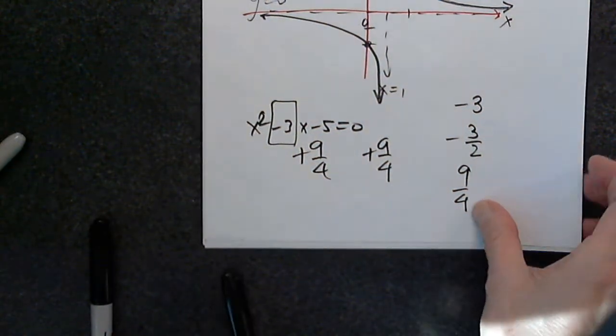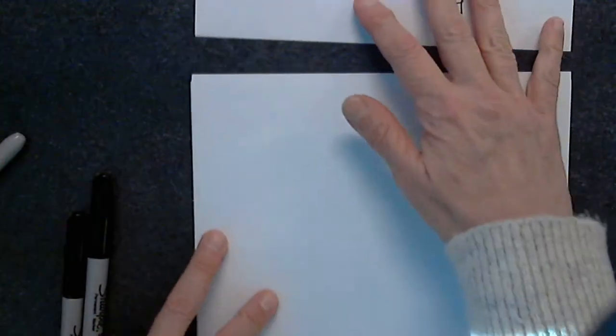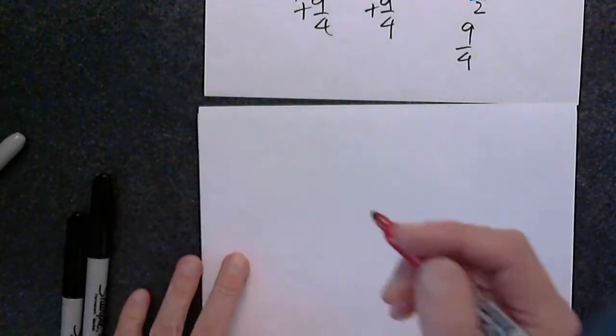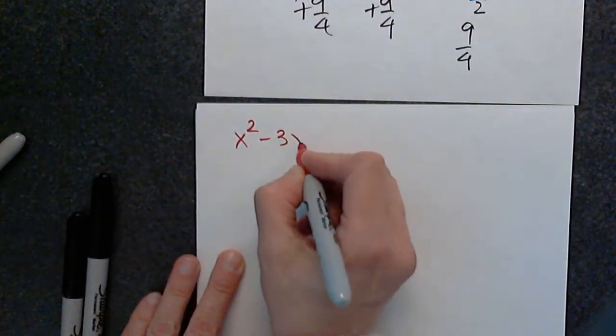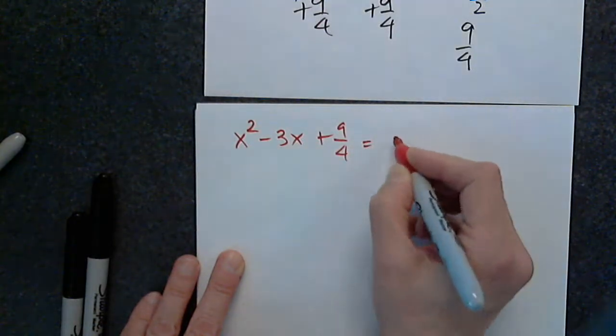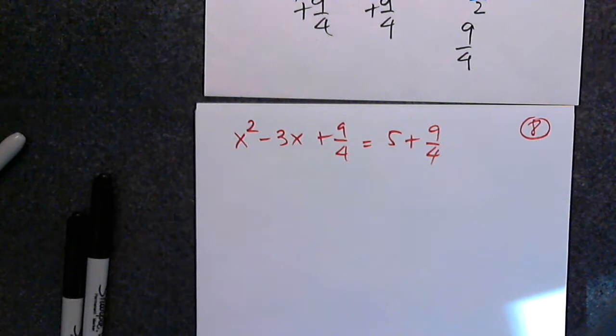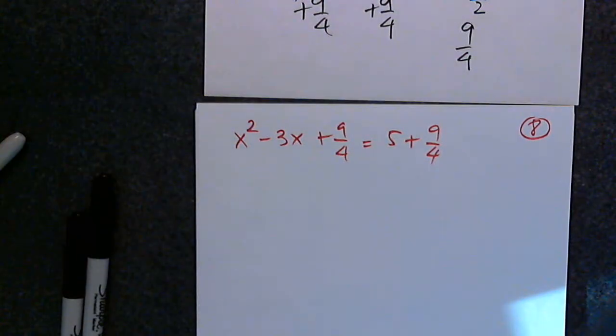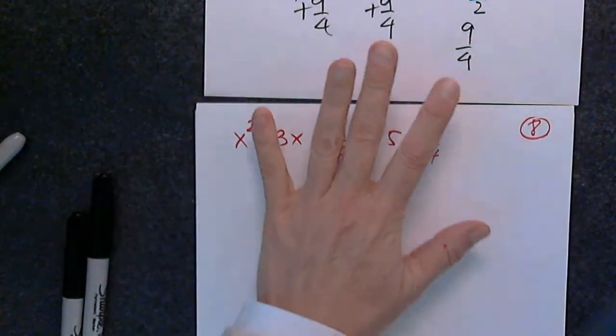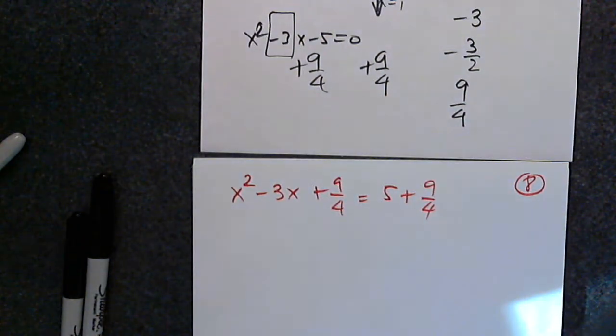So let's rewrite the equation for a moment before we proceed. So now the new equation is x squared minus 3x plus 9/4 equals 5 plus 9/4. The point I'm making here is it's up to you. You can make moving 5 to the other side into a new step, but there is no point. You can do it later. So you focus on -3. -3 divided by 2 is -3/2, and you square to get 9/4.